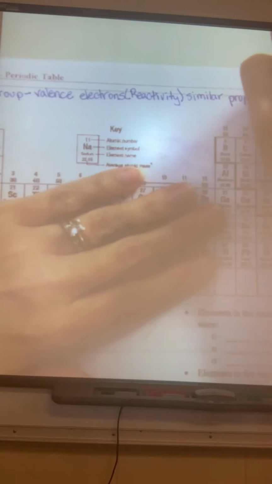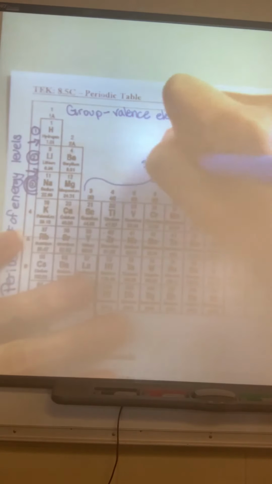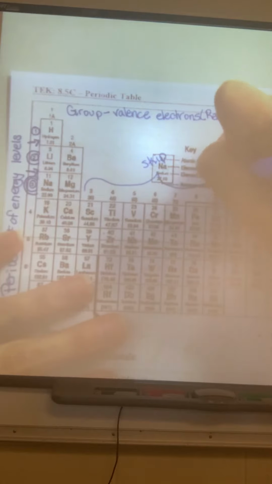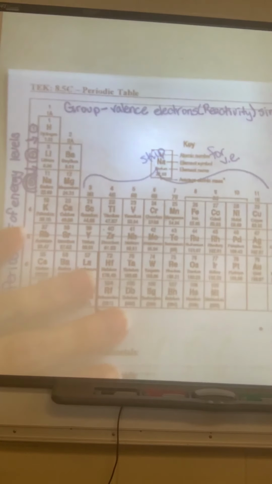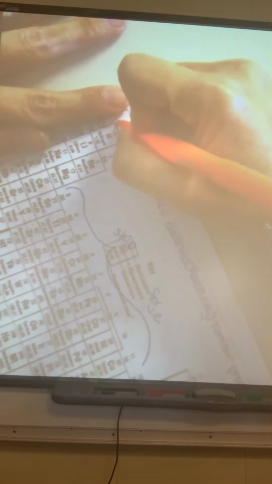I told you for 8th grade science we skip 3 through 12 for valence electrons. So I'm going to put here: skip for VE, valence electron. If it's in group 1, what do we know about group 1? It has one valence electron. What else do we know about group 1? It's the most reactive on this side.